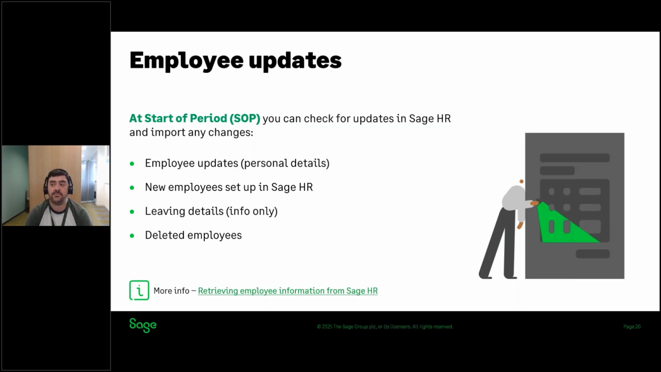You can check for updates in Sage HR, and then if there have been any changes to employee personal details, new employees that have been set up in HR and not yet set up in Payroll, if you've entered leaving details in HR or you've deleted an employee, that's when you get a notification. For most of these, you can import those changes into Payroll. So quick demo on that just to finish things off.